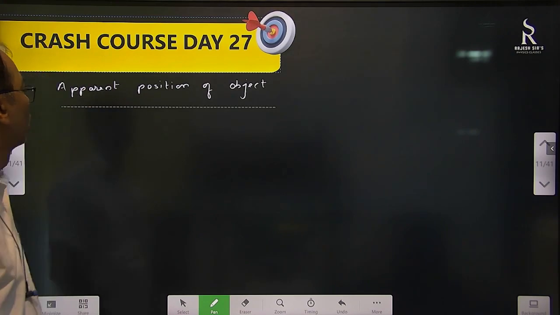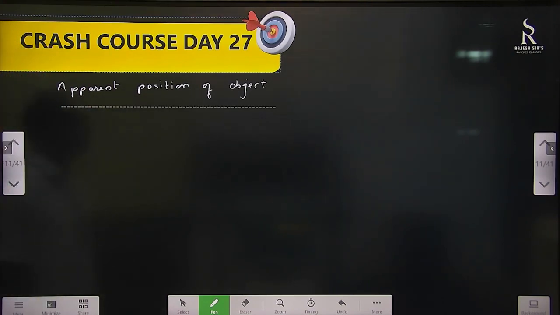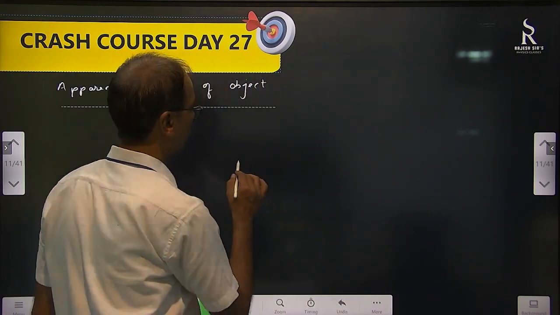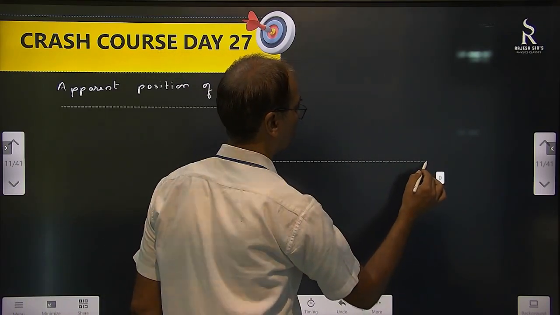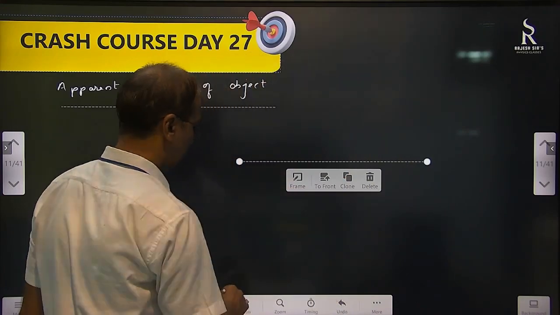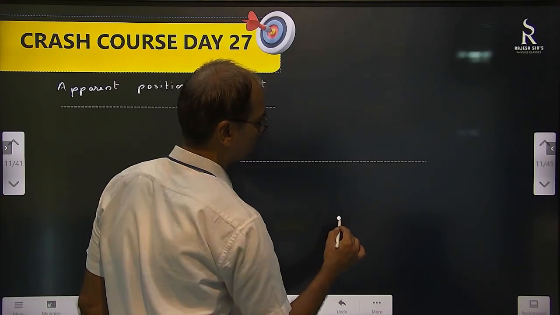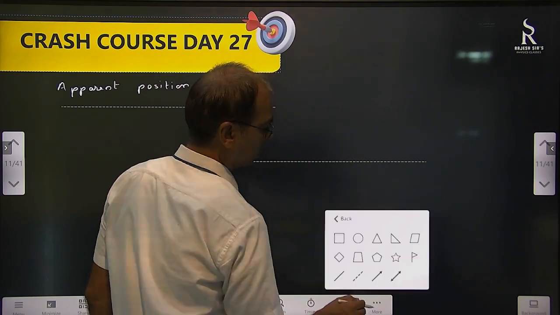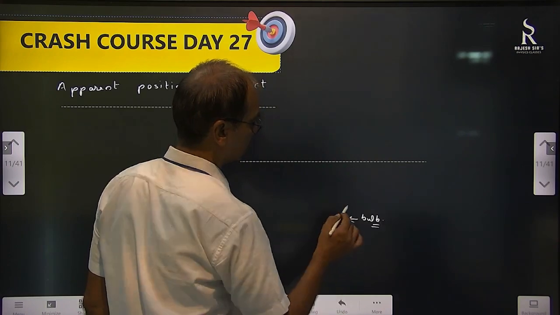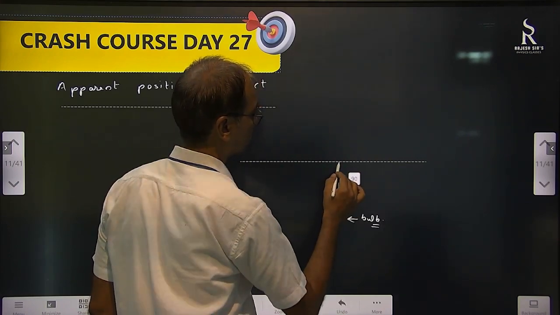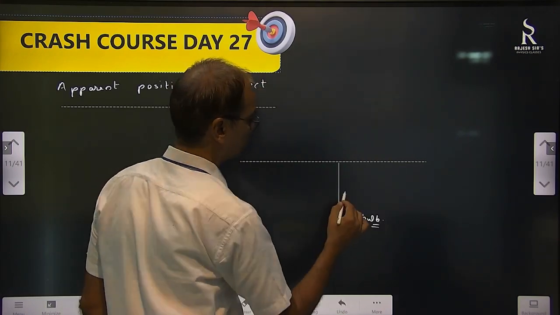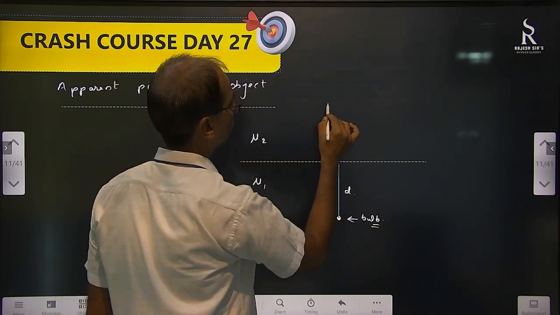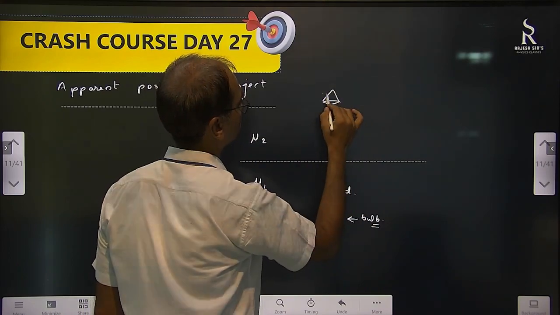Now what we have, apparent position of object. Apparent position of object means the object is in a different medium and you are watching from a different medium. Now suppose that this is the object here, same like the bulb. Distance of the bulb from the surface we'll say is d. Here you are in mu1 and this is mu2. You are observing from mu2. This is the observer.